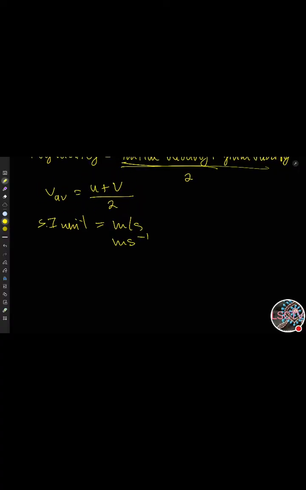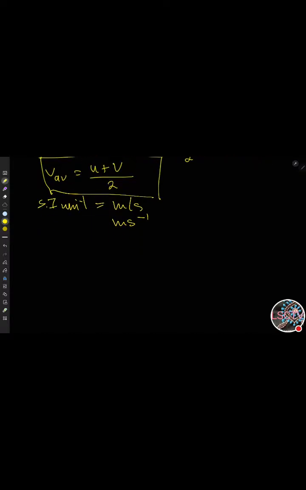Now, after you have finished all of this, you have differences between them. It depends upon the path and all. Speed is a scalar quantity. Velocity is a vector quantity, and velocity can be negative and all. However, speed is only positive. Velocity can be negative.